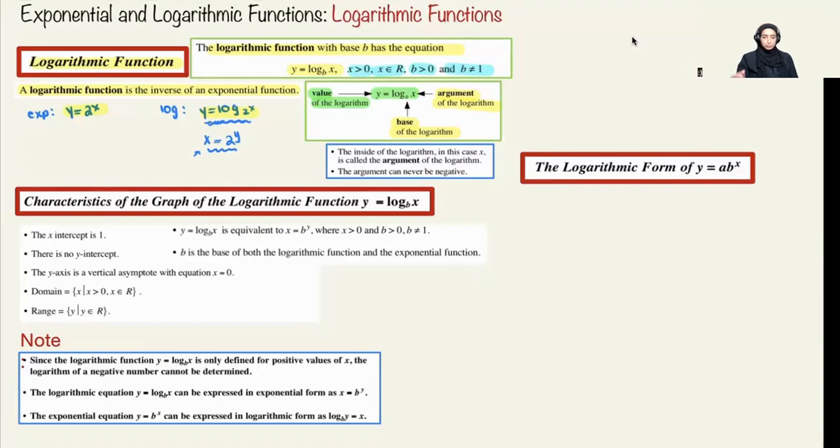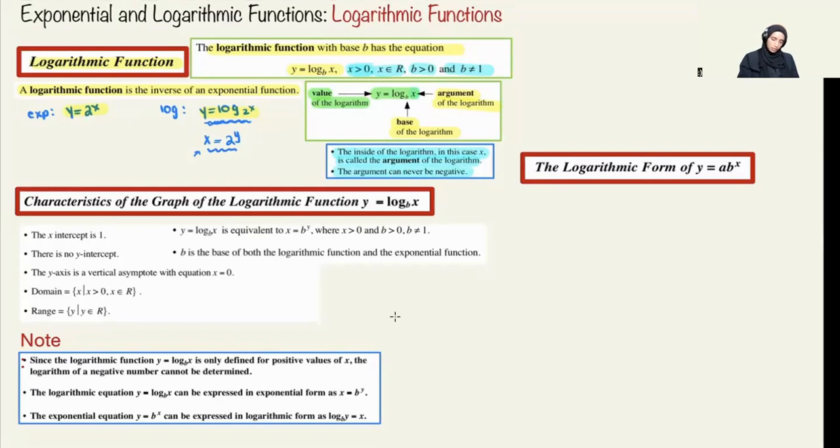Okay, so the logarithmic function, as we've understood, there are a few things that I want to highlight about it. So the inside of the logarithm, in this case, we can see it's x. This is what we call the argument, and the argument can never be negative, and that's why x has to be positive, as we see over here.